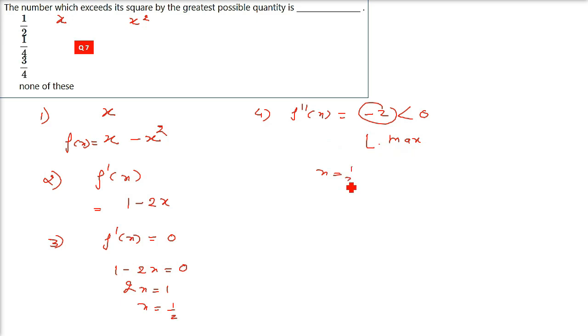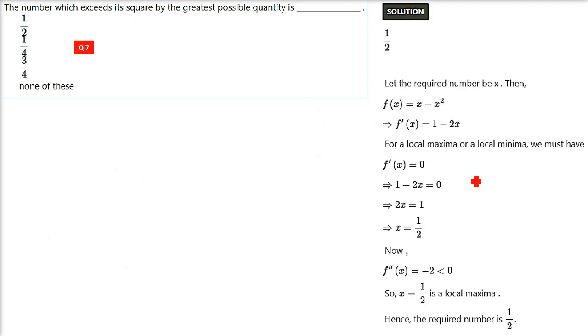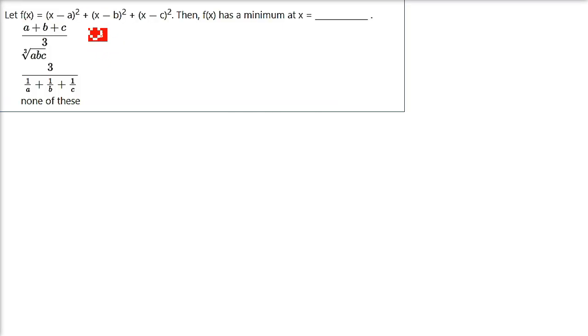x is equal to half. This is your x equals half is the answer here. The number x which exceeds its square is half. So this is a very straightforward question, and if you are able to make the equation, I don't think there is any problem at all. Now please remember and do see this question very carefully, because this kind of question is going to come later on also.